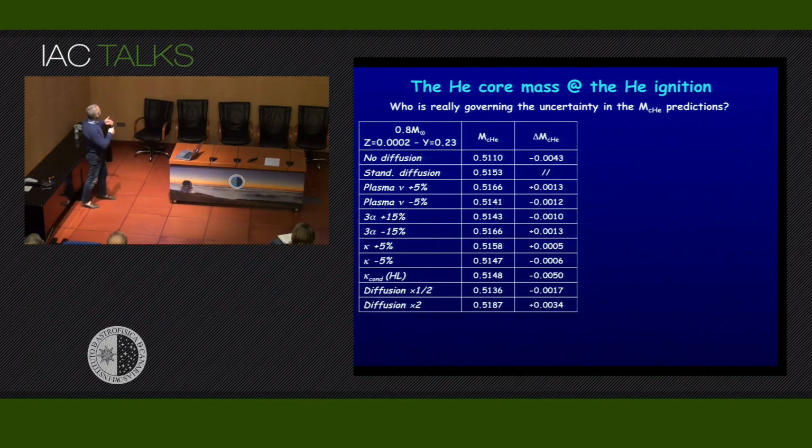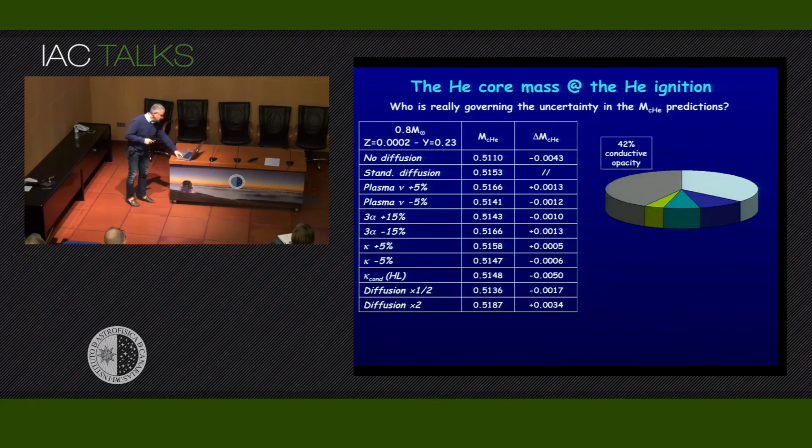We simply applied a change in the physical inputs, the change being related to the estimated uncertainty on those physical inputs, and we verified the impact on the helium core mass. Just to summarize, not losing time discussing numbers, in this uncertainty cake for the helium core mass at the helium ignition for low mass stars, the larger portion of the uncertainty is related to our poor knowledge of the conductive opacity, an uncertainty of the order of 40%.